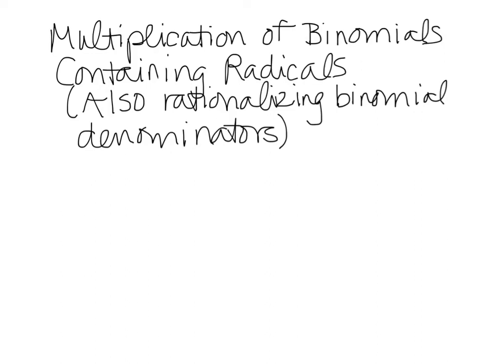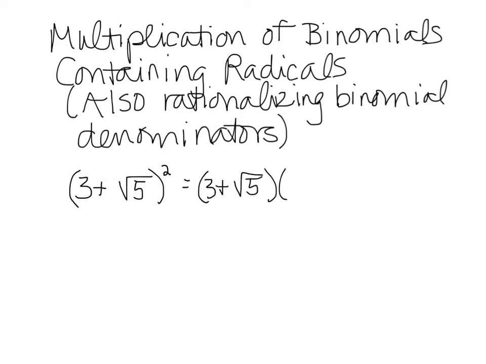The title of today's lesson sounds really fancy, but in reality, it's pretty straightforward now that we know how to multiply and add radicals. If I say 3 plus root 5 squared, we all know by now that that means 3 plus root 5 times 3 plus root 5. And as I said at the beginning of this unit, radicals behave very much like variables, so to multiply these together, we FOIL, just like we did before.